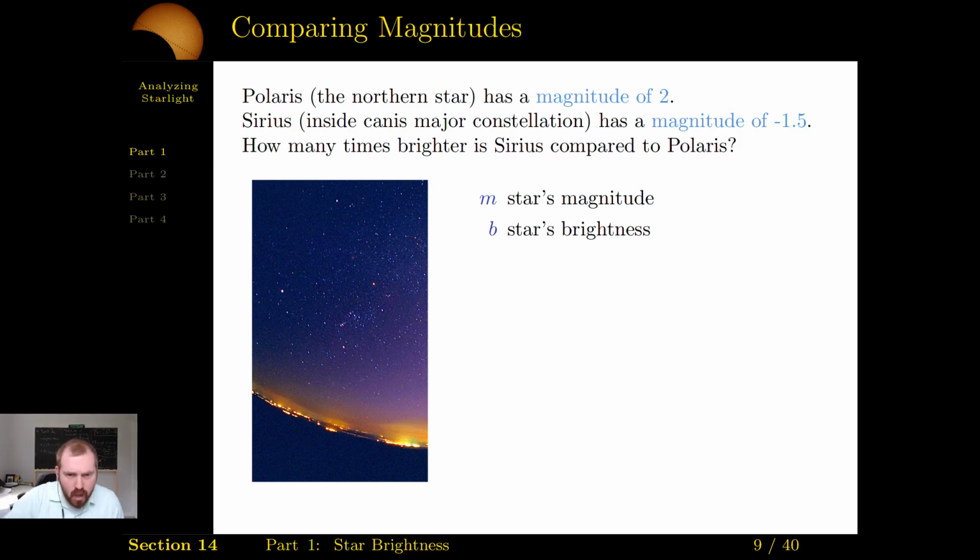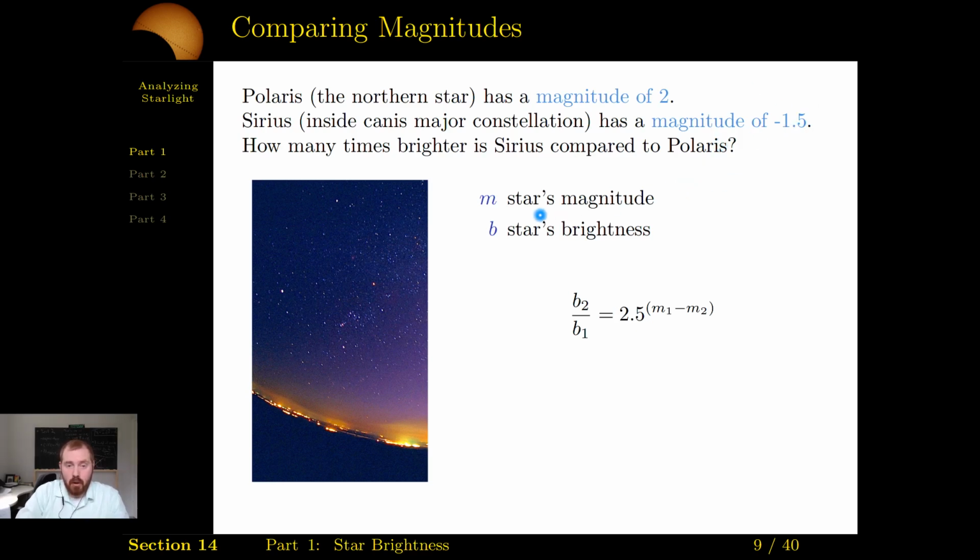And so we have a relationship that can say, how can we compare brightness and magnitudes? So the way this works, take Polaris. Polaris, our northern star, has a magnitude of 2. Sirius has a magnitude of minus 1.5. So going back to our idea of our magnitude scale, this is a lower number. It means Sirius is a brighter object. Sirius is brighter than Polaris.